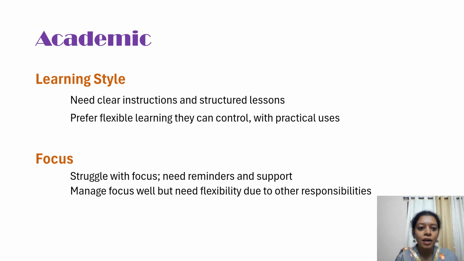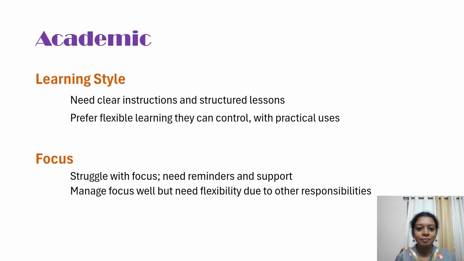So, now we can start with academic. First one is learning style. You have to remember that there are two points given here. There are only two options: one is adolescent and the other is adult. So you have to find which one is adolescent and which one is adult. The first one is learning style. Need clear instruction and structured lessons. The other: prefer flexible learning they can control with practical uses.